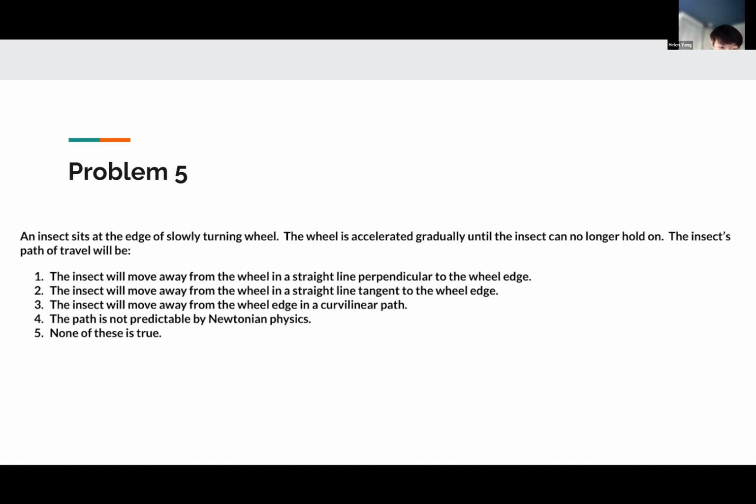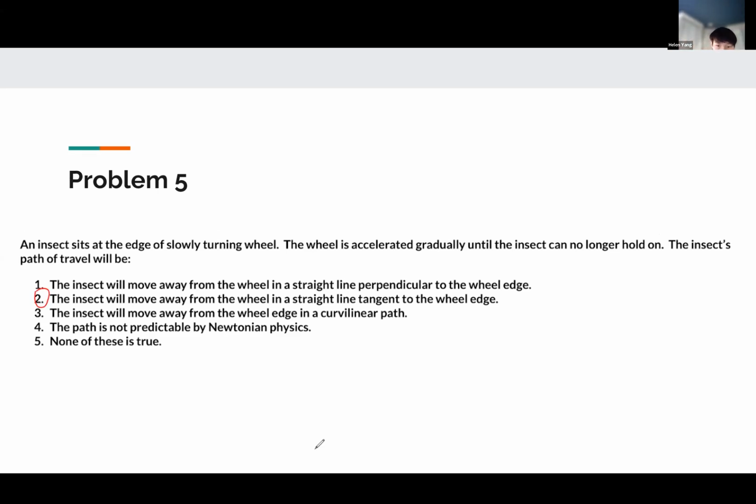Or 4, the path is not predictable by Newtonian physics. And 5 is none of these is true. So the correct answer is 2. Because as I said before, if there's no force acting on something going in a circle, then it's just going to move tangentially away from this circular path. So it can't be perpendicular to the wheel edge, and it's not going to move in a curved path like this. And 4 and 5 are wrong, so it's 2. So you can read the solution right here.